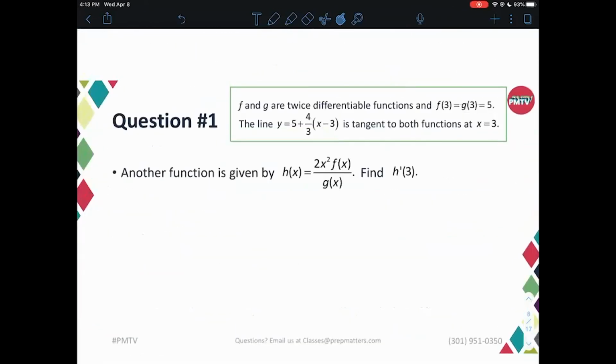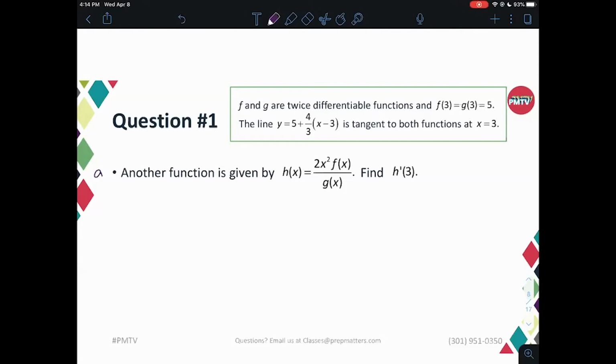Now let's jump into just part A here. So part A says another function is given by h of x equals 2x squared f of x over g of x. Find h prime of 3. Now, really, this is just a manipulation of derivative rules. There's not a lot of theory going on in this question, but it is good practice in using some complicated derivative rules and just being really careful with our algebra to get the whole way through this question.